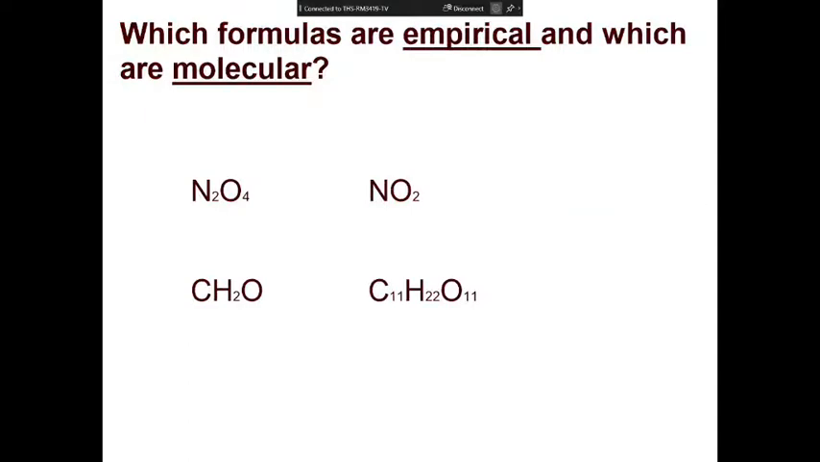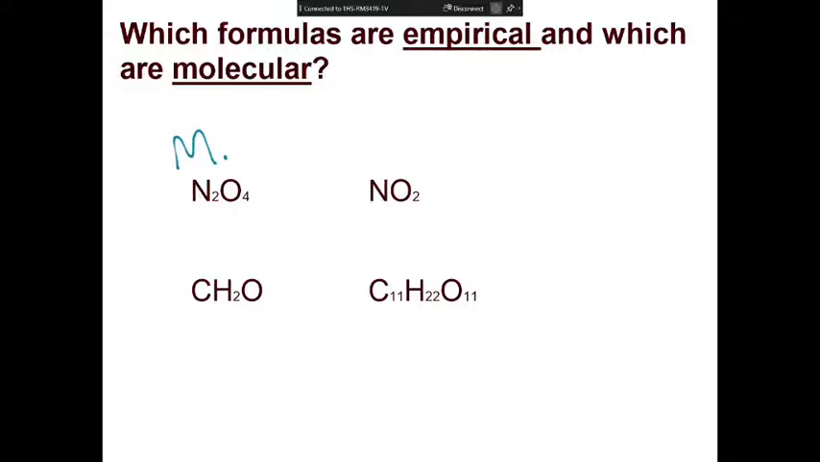Let's just decide whether these are empirical or molecular. So the first one says N2O4. Is that the simplest ratio, or could that be reduced? Reduced. It could be reduced. Therefore, we know we're looking at a molecular formula. So I'm just going to put an M maybe on top of that one or next to it to remind myself. That's a molecular formula.